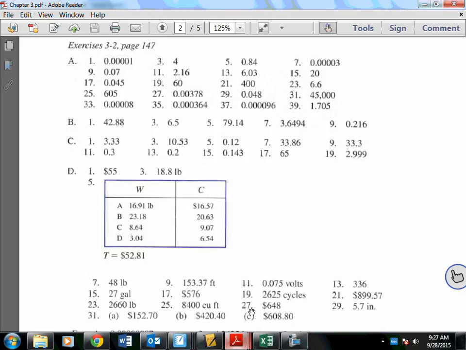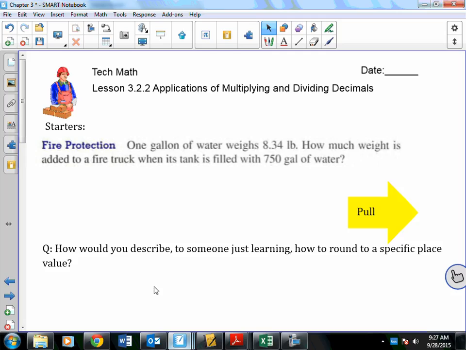Okay, hopefully that all went well. We are going to be looking at the second day of 3.2, which is applications of multiplying and dividing decimals. Yesterday we looked at the mathematical techniques, and today we're looking at some application questions, dissecting word problems and then using our new tool to solve application questions.